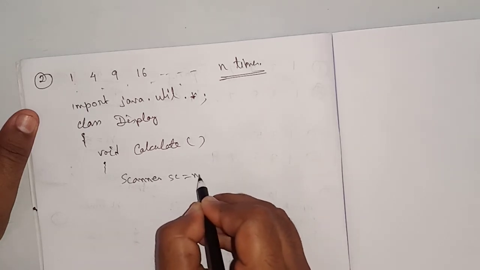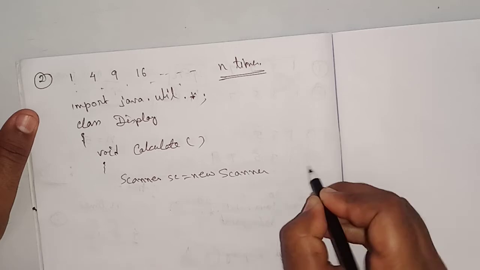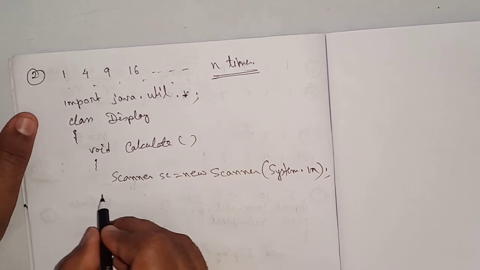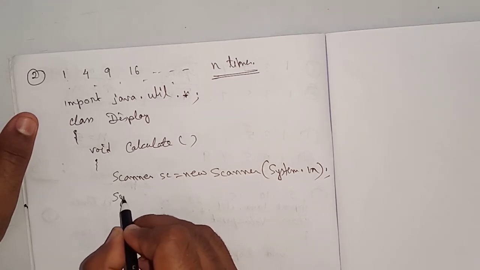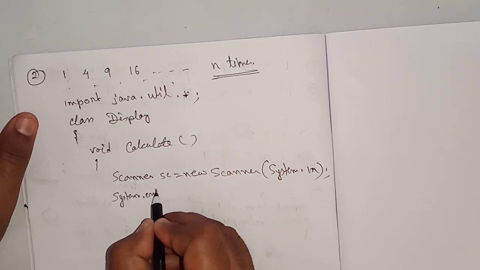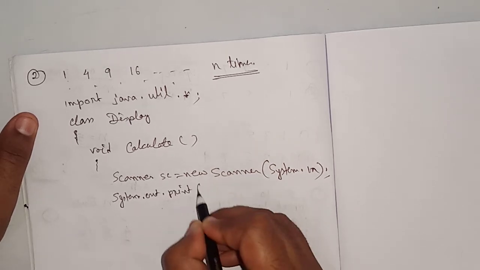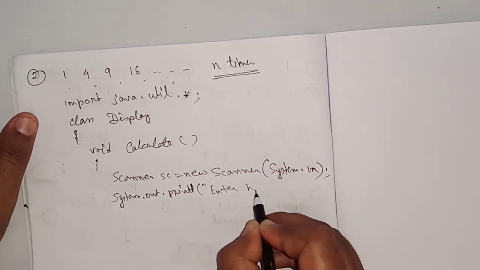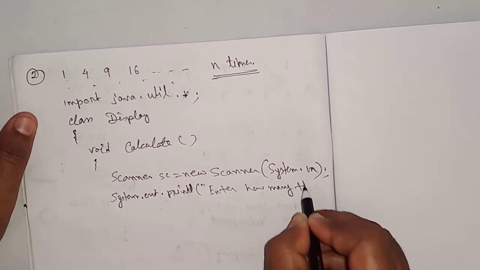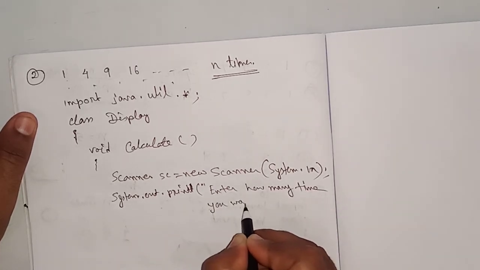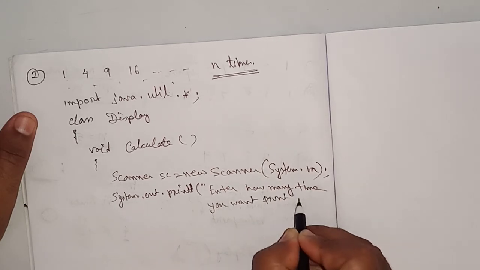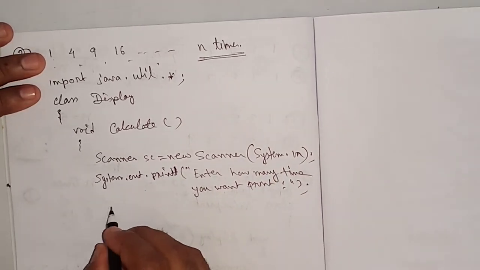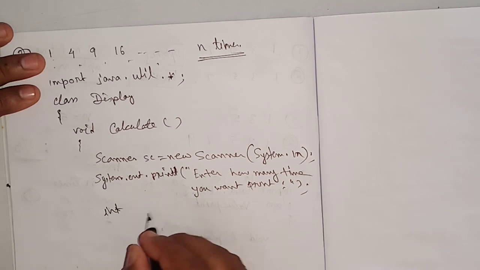Scanner sc is equal to new Scanner(System.in). System.out.print, enter how many times you want to print. You can define the sentence in your own way, but the main thing is that you maintain the meaning. Okay.